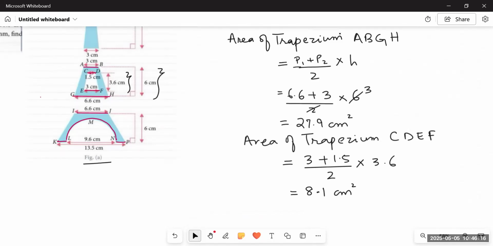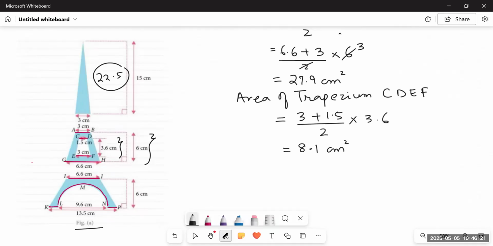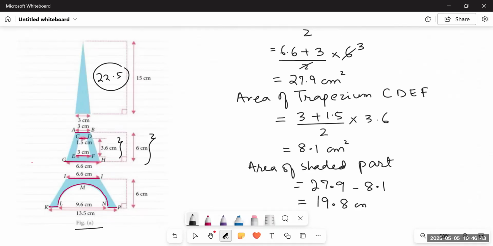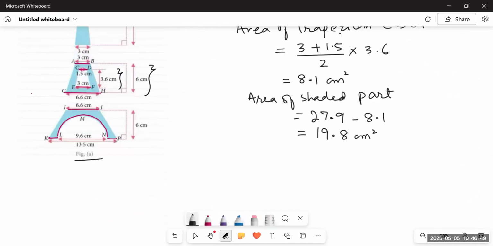So what are we going to do next? The area of the shaded part would be the difference of these two, that is 27.9 minus 8.1, which is 19.8. So here's the area of the second part, that is 19.8 centimeters square.